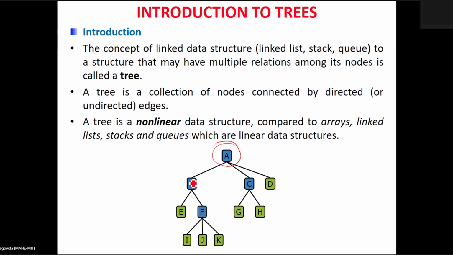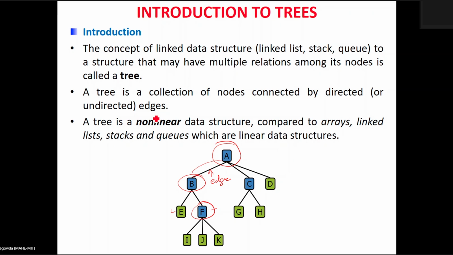The second property is that each node has one parent but can have multiple children. If you look at B, it has the parent A, but it can have multiple children, that is E and F. If you look at the parent node F, it has three children, that is I, J, as well as K. Each node is connected to its children via edges. This is called an edge. It is a line which connects the parent to the child.